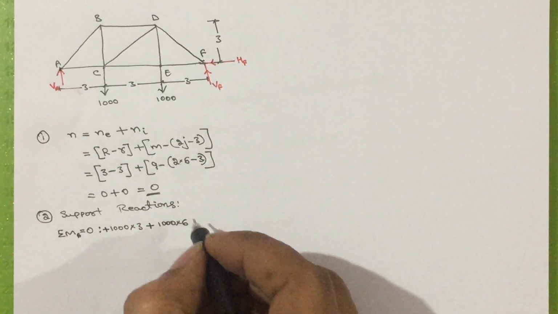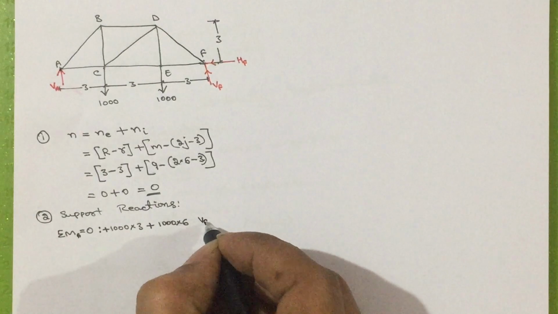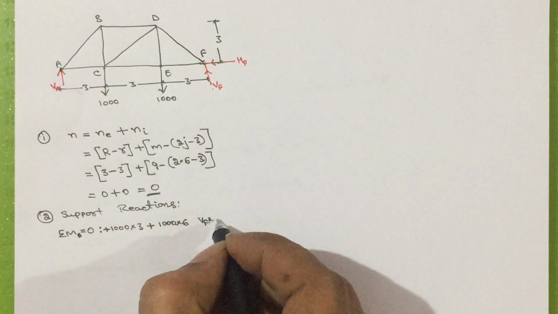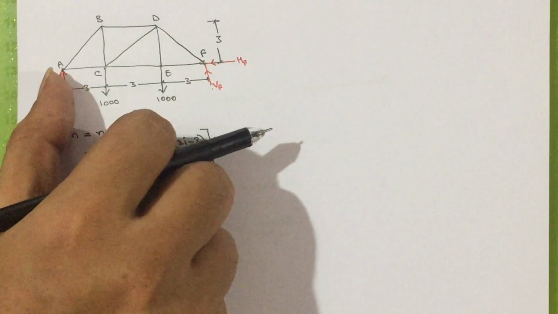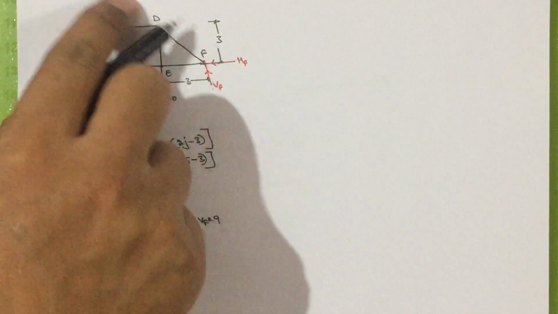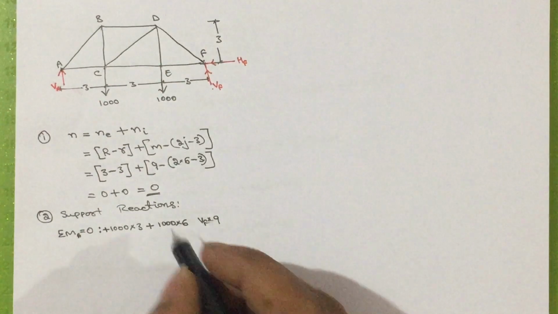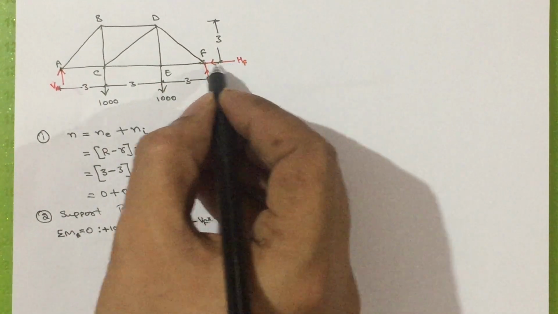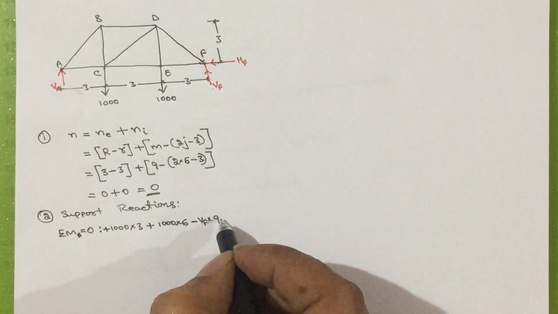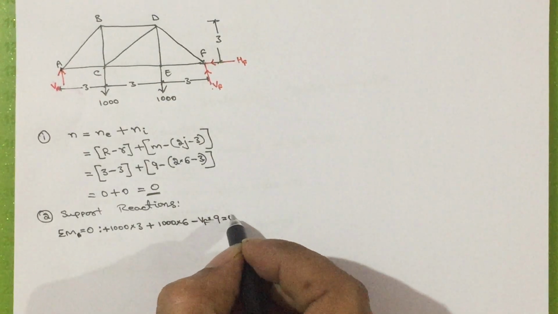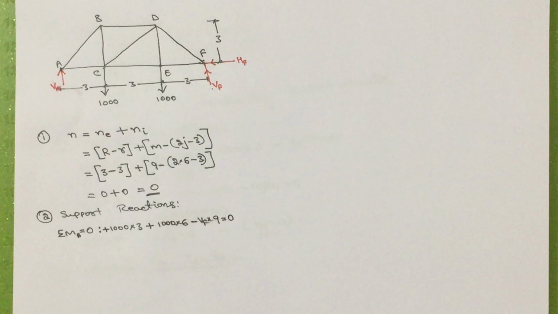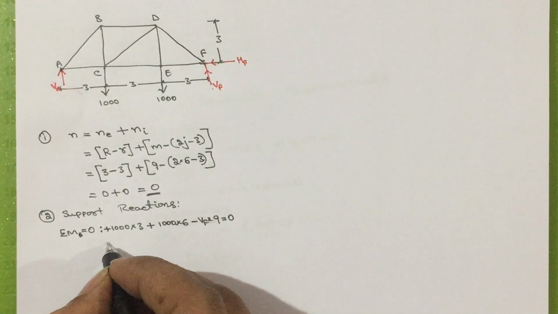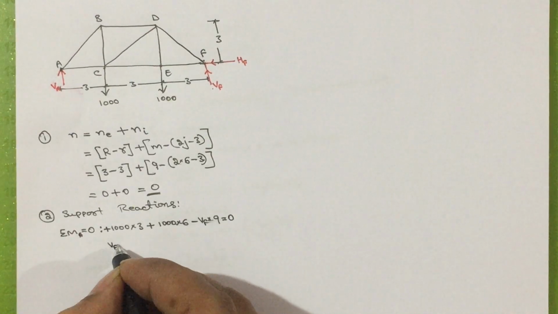Then next force is VF into the perpendicular distance between VF and point A, which is 9. With respect to A, this VF is rotating anti-clockwise, so it is negative. And HF is passing through point A, so it becomes 0, that is equal to 0. Here we have only one unknown, that is VF, so we will get the value of VF directly.